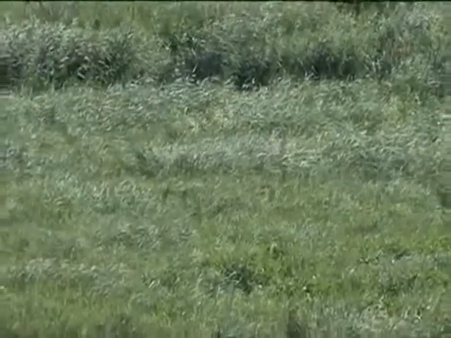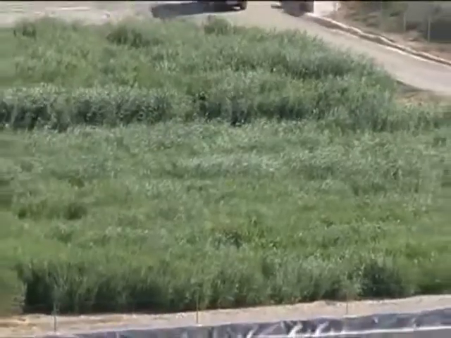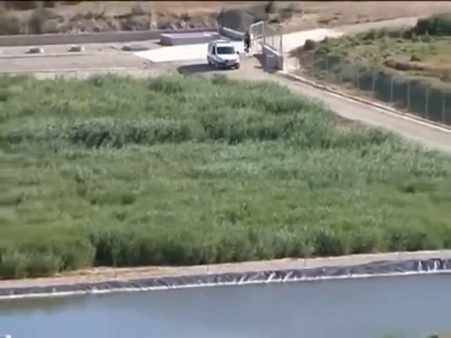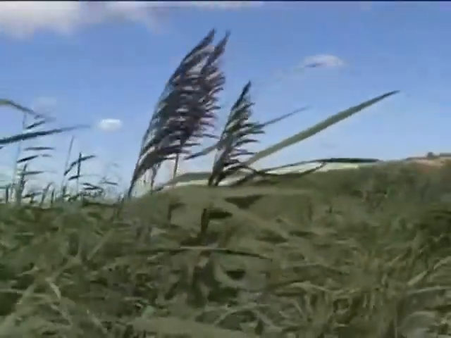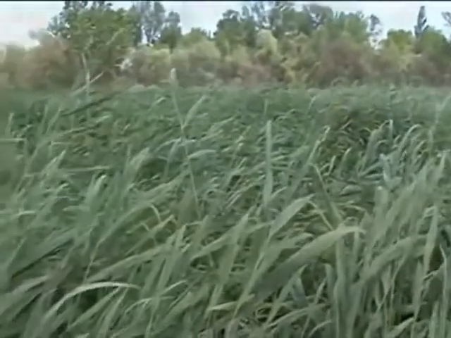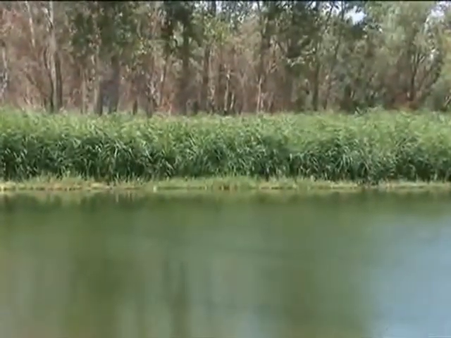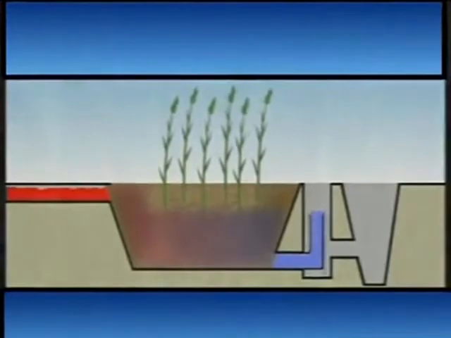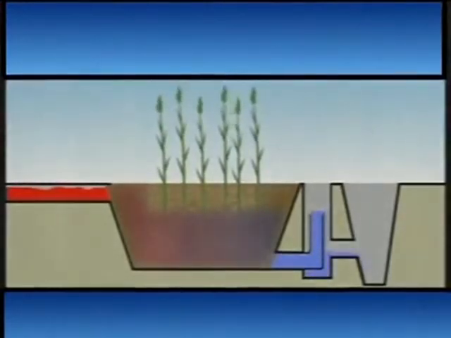Constructed wetlands are simple wastewater treatment systems. They consist of shallow tanks filled with a gravel layer and planted with emergent rooted wetland plants, such as the common reed. These plants are well adapted to live in flooded conditions found in wetlands. As the wastewater flows through the gravel and the roots of the reeds, pollutants are progressively removed.